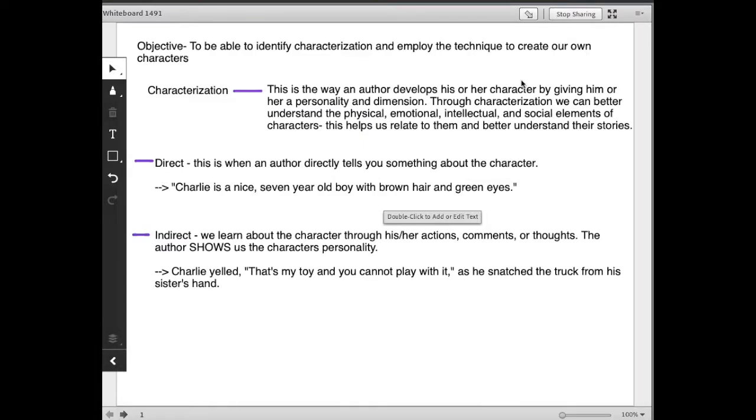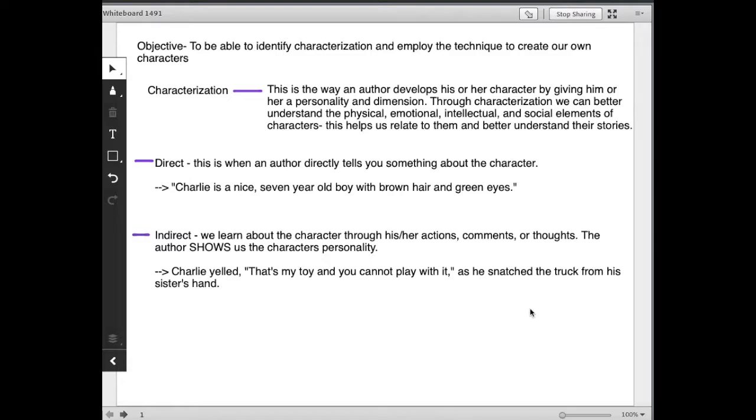Right, welcome to our week 1 asynchronous session for English 11B. I almost said A there, English 11B. We are going to be talking about characterization today. Our objective is posted there at the top. It says to be able to identify characterization and employ the technique to create our own characters.